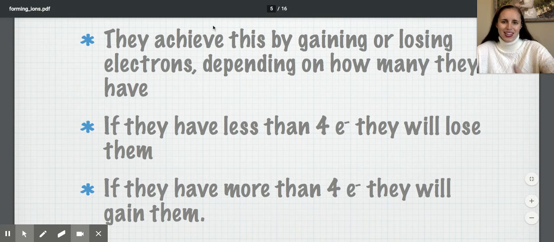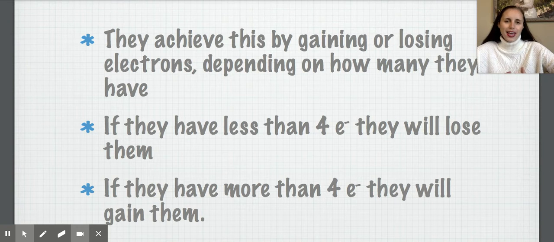Ions are formed by gaining or losing electrons. The number of valence electrons that they have is going to determine whether you gain or lose. Essentially, ions are always going to do what's easiest for them. If you have less than 4 electrons, if you have 3, 2, or 1, it's easier to lose to have a full outside shell. If you have more than 4, it's easier to gain than to lose. So you're going to gain electrons in order to have a full outside shell. Notice that 4 is kind of the tiebreaker here.